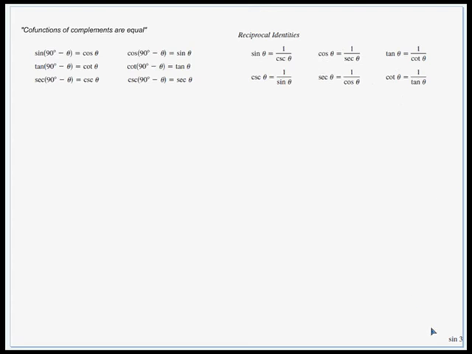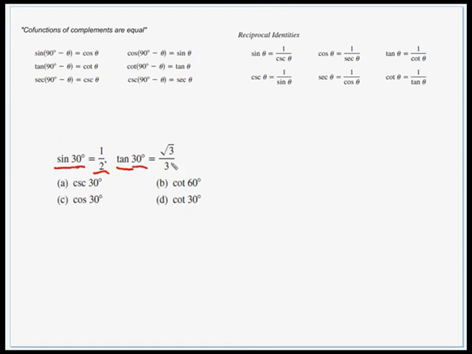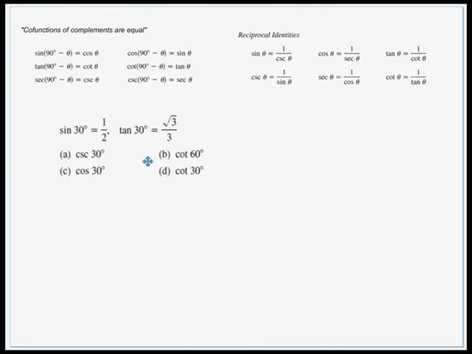We did some examples in class, and you got some homework. I can't remember if some of these were part of the homework, but let's just check them out. We're given two things. We have the sine of 30 is a half, and we know the tan of 30 is the square root of 3 over 3. Just based on this information and the identities we have up here above, we can figure out the missing A, B, C, and D.